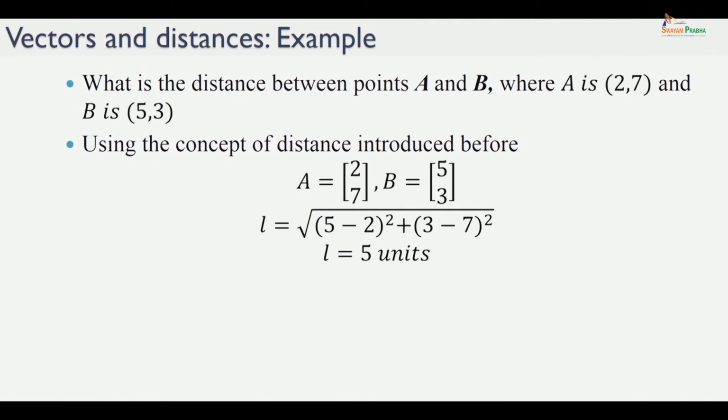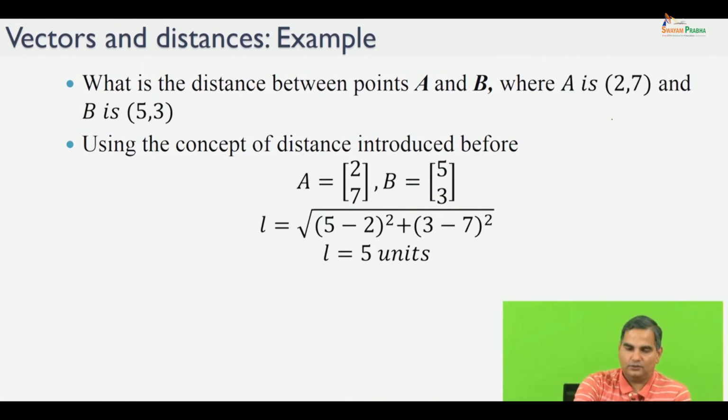So, a simple example to illustrate this: if I have 2 points A and B, where A is (2, 7) and B is (5, 3), then the distance is, you take the difference between 5 and 2 and then square it, and then take the difference between 3 and 7 and then square it, and then you will get your length as 5. So, that would be the length of the line that is drawn between the 2 points A and B.